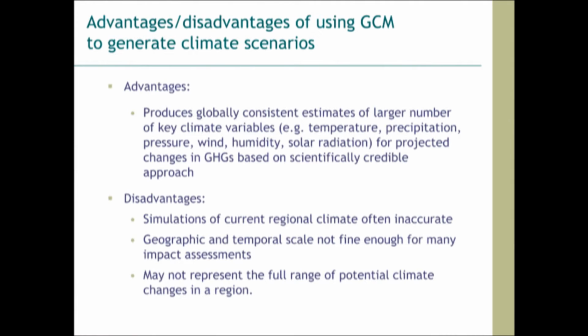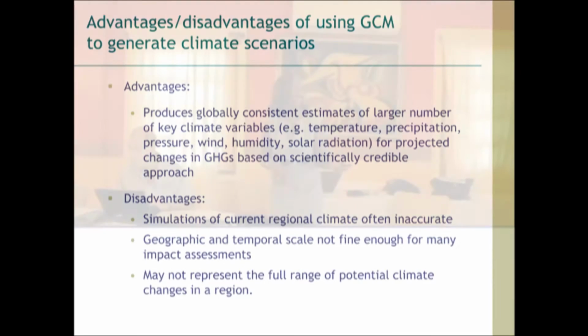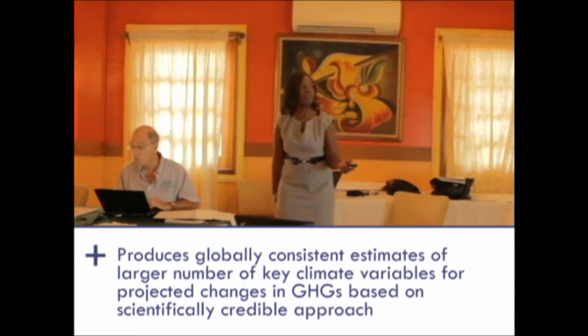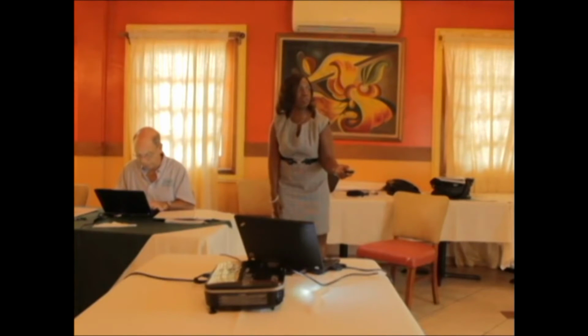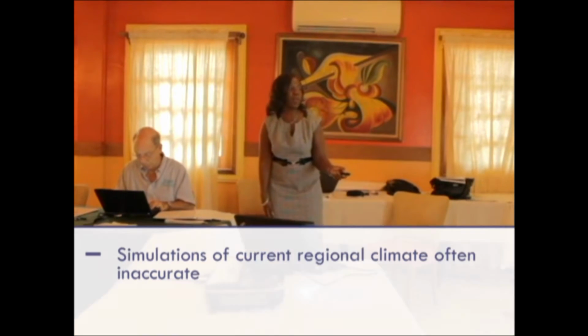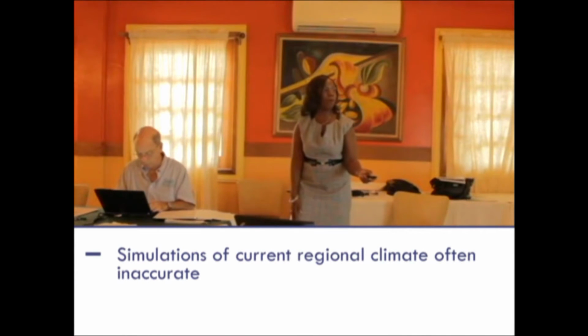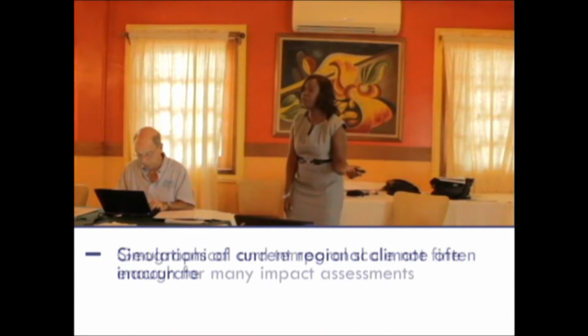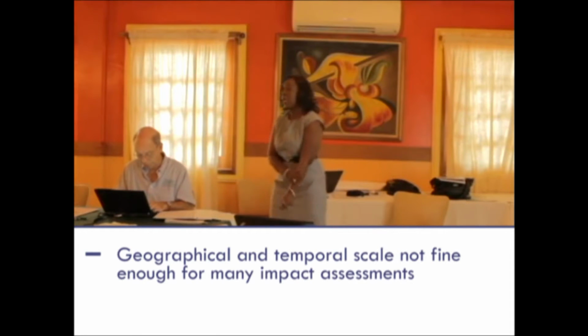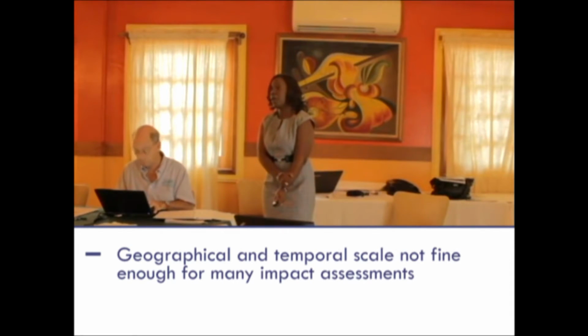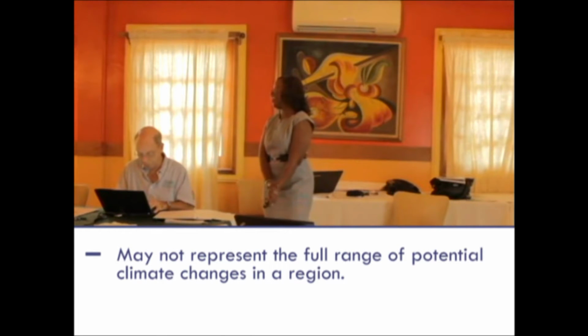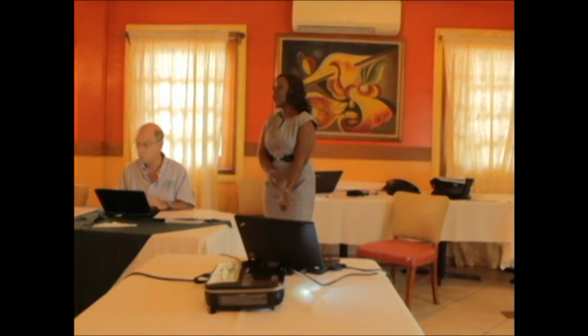Now, what are the advantages and disadvantages? I don't want to go through all of these, but it produces globally consistent estimates of a larger number of key climate variables, and we talked about this just now. But the disadvantage, simulations of current regional climate are often inaccurate. And this is because of the scale. And this is why, in the Caribbean region, I think more and more pressure is put on the Mona group of scientists there to try and downscale models.